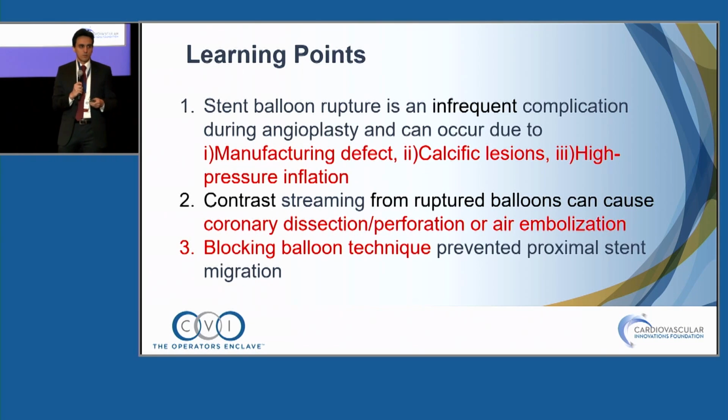And so my learning points after this case were that stent balloon rupture is an infrequent complication of angioplasty, but it can occur typically due to heavily calcified lesions or if high pressure inflation happens, but a manufacturing defect is also a possibility. Contrast streaming from a ruptured balloon can potentially cause dissection or perforation as well as air embolization. And the blocking balloon technique can be used to prevent proximal stent migration if such equipment needs to be removed.